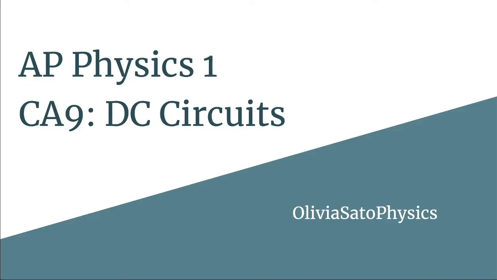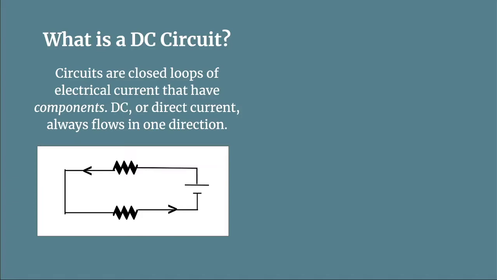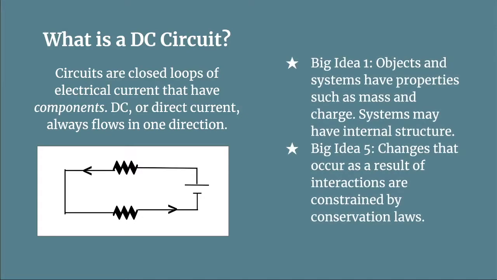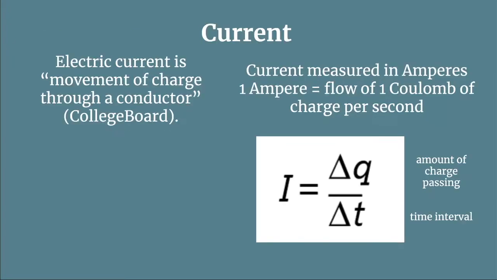Let's get started. A DC circuit, or a direct current circuit, is a closed loop of flowing electrical current with electrical components like batteries, resistors, bulbs, and possibly switches. Today we are going to be focusing on the basic concepts of circuits, including Ohm's law, Kirchhoff's junction rule, and solving what I call VERP charts.